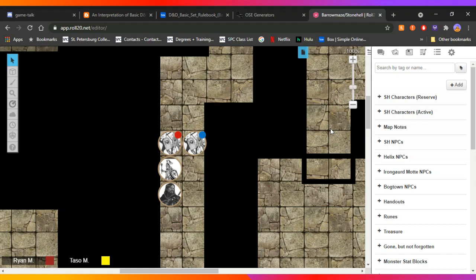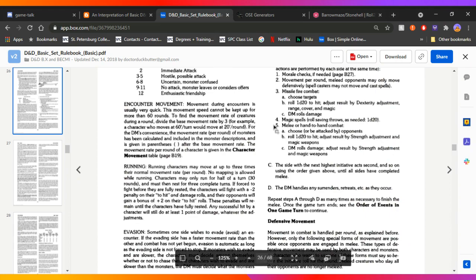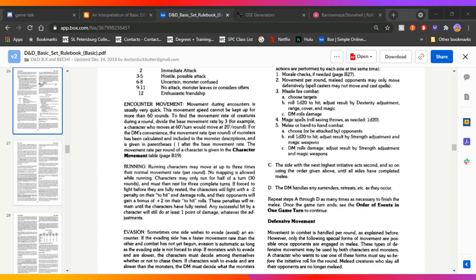And the first thing I got was Old School Essentials / BX was never designed to play on a grid. You can't play it on a grid. There's no such thing as movement rules. Well, that's not exactly correct. So it's never supposed to be made into a grid, it's never supposed to be anything like that.